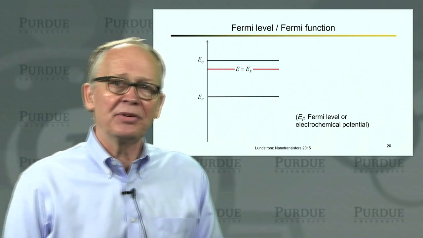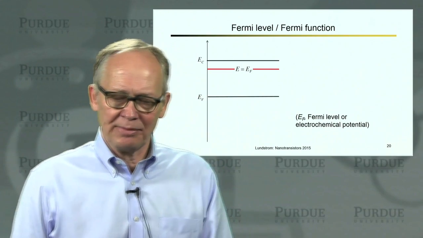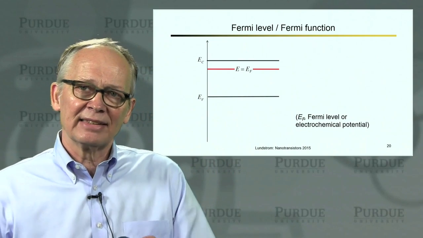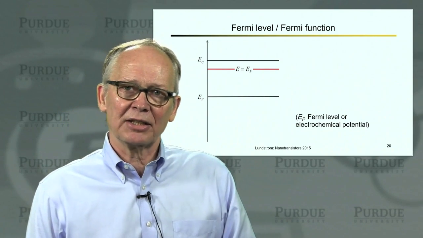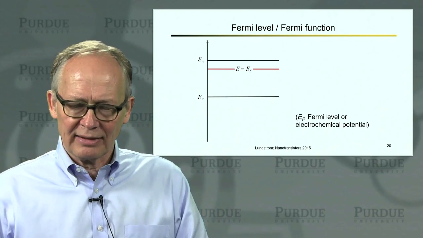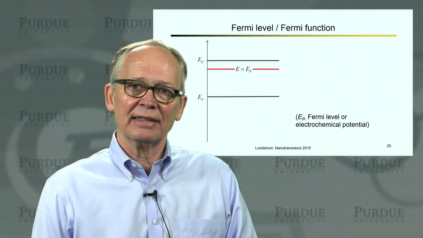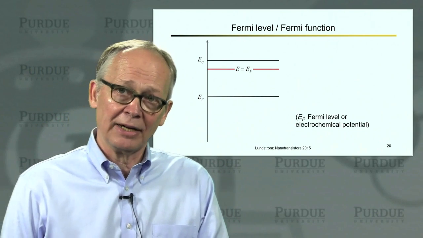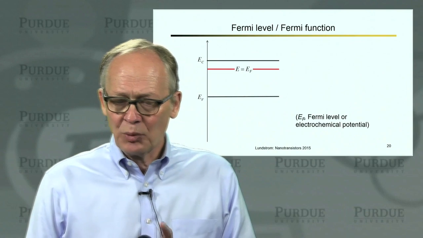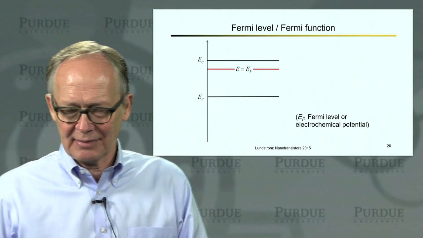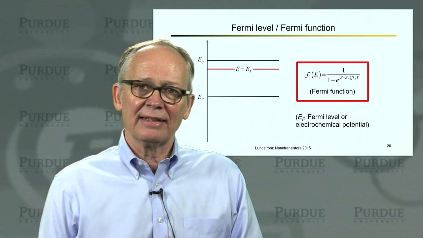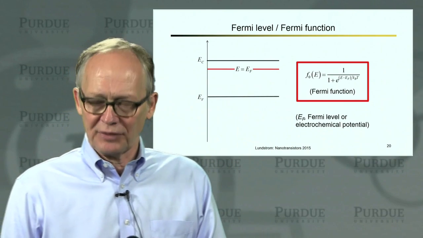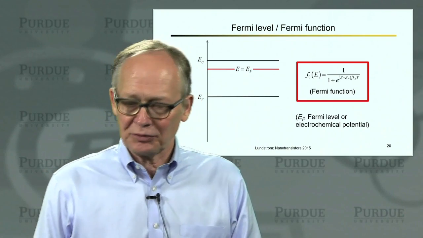Now, I could do the same thing in the solid with energy bands. I could draw a line, and I could say that above that line, there's a decreasing probability that states are occupied. Below that line, there's an increasing probability that the states are occupied. The further below I go, the higher the probability is that they're occupied. We call this line the Fermi level. And the probability that a state is occupied is related to the relation of the energy to the Fermi energy, and it's given by this famous Fermi function.